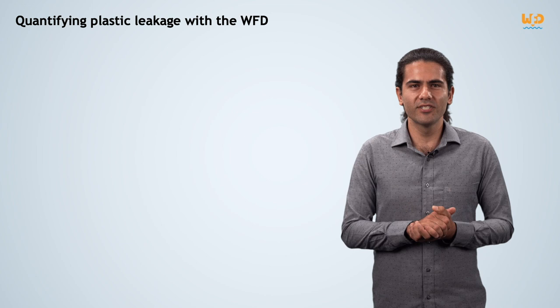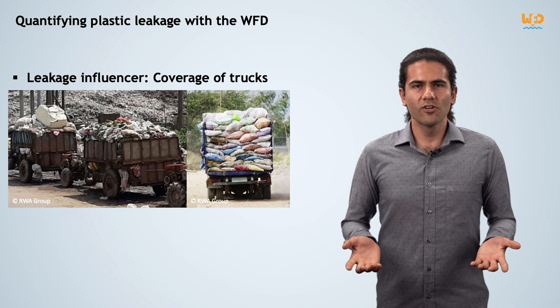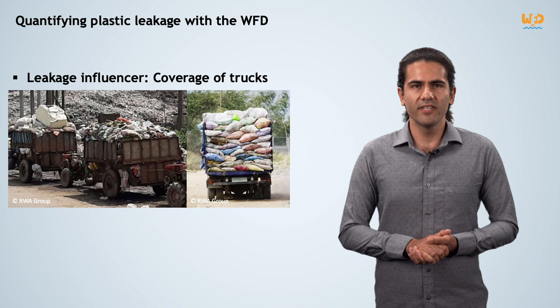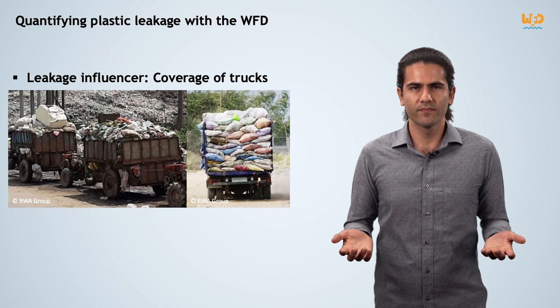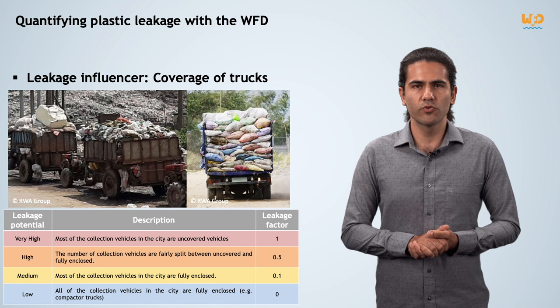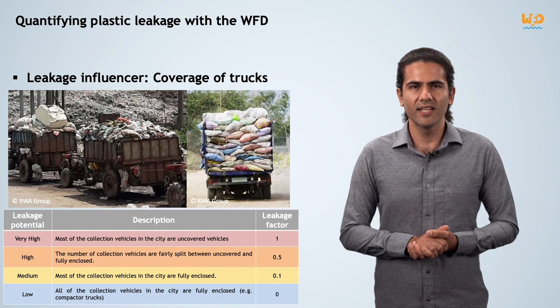Now, as promised, we are going to see together how we can rate each of the leakage influencers. Let's go back to our example for the transportation of waste and more specifically consider the leakage influencer coverage of trucks. These pictures represent the situation of most of the trucks that you saw collecting waste in the city. The waste flow diagram tool provides you with a table with multiple descriptions of the possible situation. Your role is to select the most appropriate leakage potential.